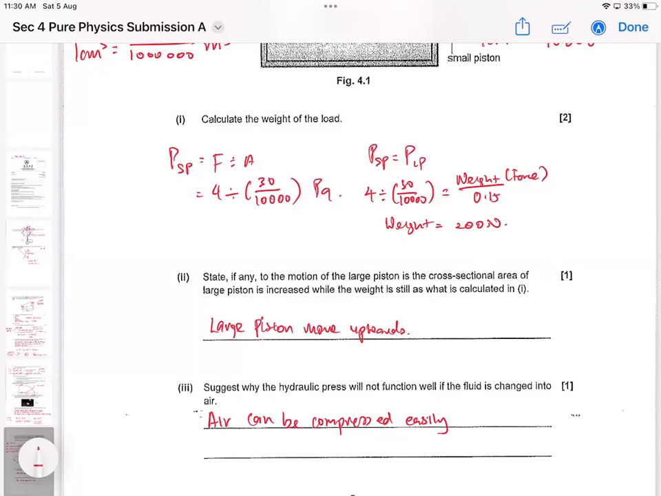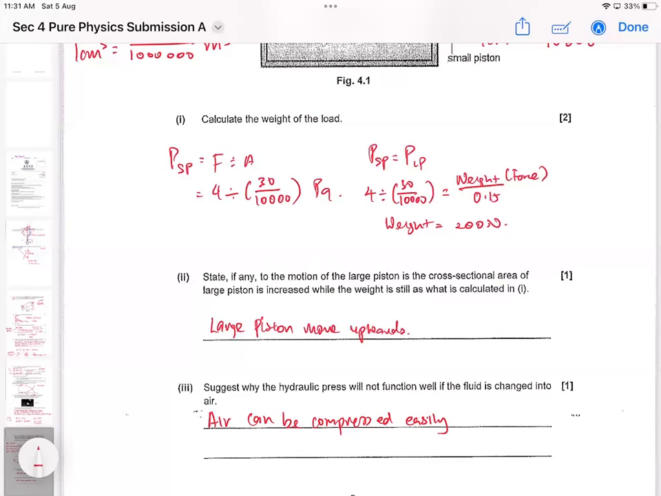Can you talk about the pressure at the small piston? And if you use air as the medium, what will happen to the pressure at the large piston? Yeah, the pressure at the smaller piston will be larger, right? Then, because of the ability to compress, whatever pressure is transmitted to the larger piston will be smaller. Make sense? Because the transmission will not be so good because of the compressibility.